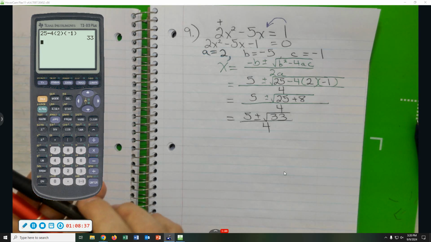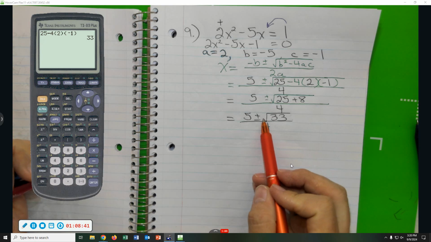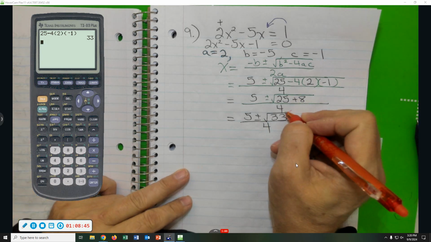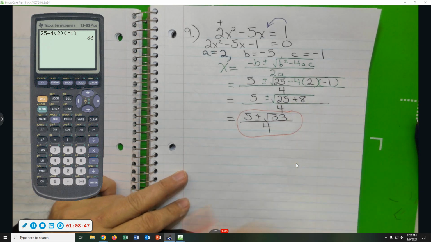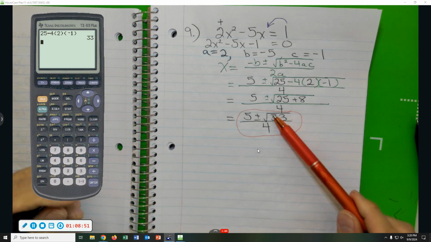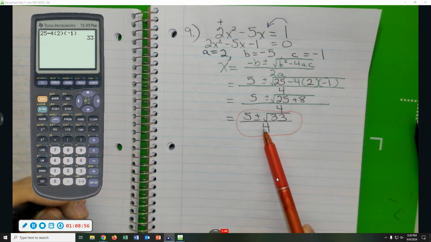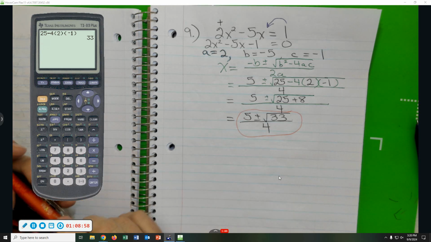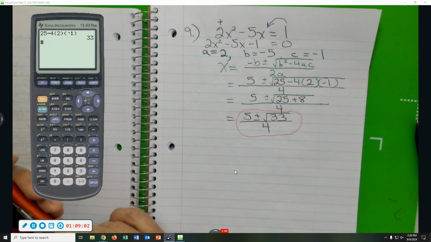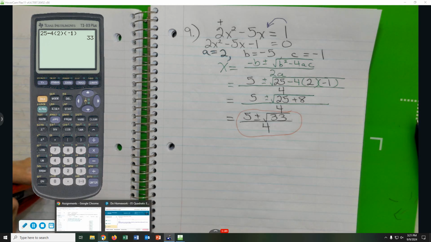So can we reduce the square root of 33? No, then you don't have to worry about factoring and canceling. If you don't have a number there in front of that radical, there's no way you can factor and cancel. Here's the final answer. Don't split it up because there's no I. Your final answer is that fraction, 5 plus or minus the square root of 33 all over 4. Any questions there?